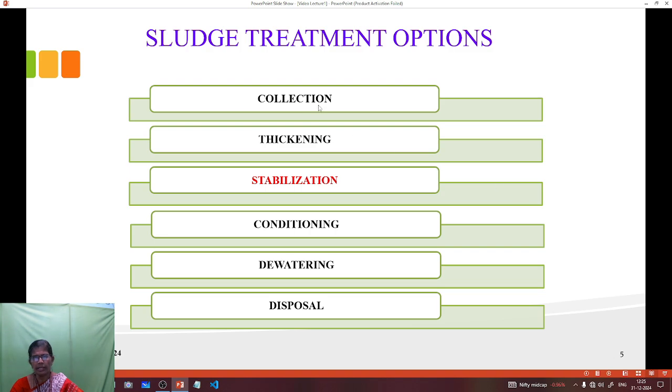The sludge handling options. The sludge can be either digested, or it can be disposed without digestion. The first step is collection, then it is to be thickened because it contains a large quantity of water. After thickening comes stabilization. This is the topic which we are going to see in detail. Then conditioning is one more step, then dewatering, and finally disposal.